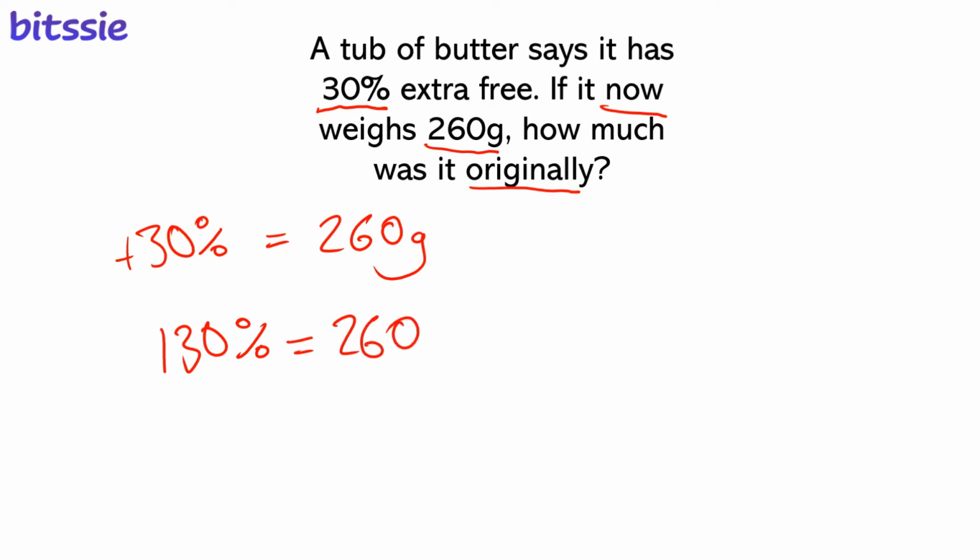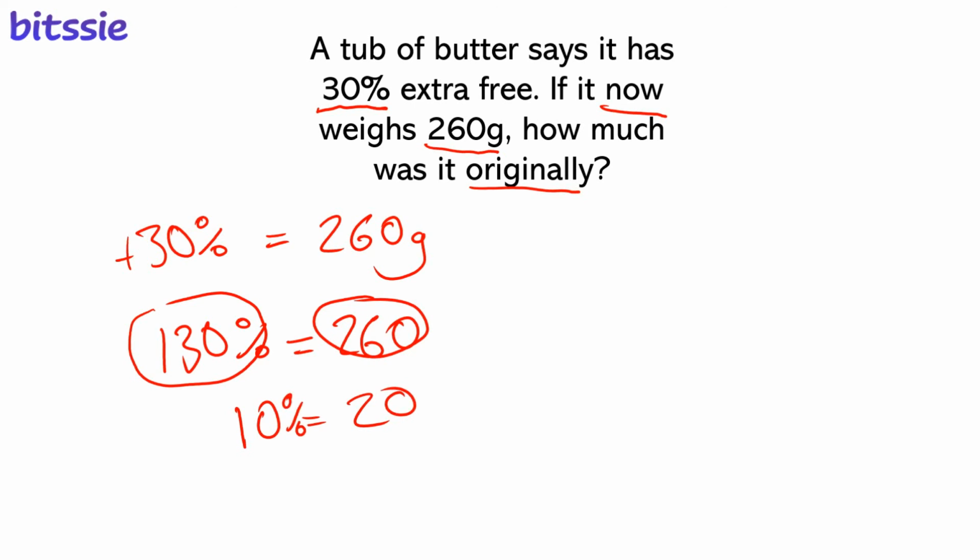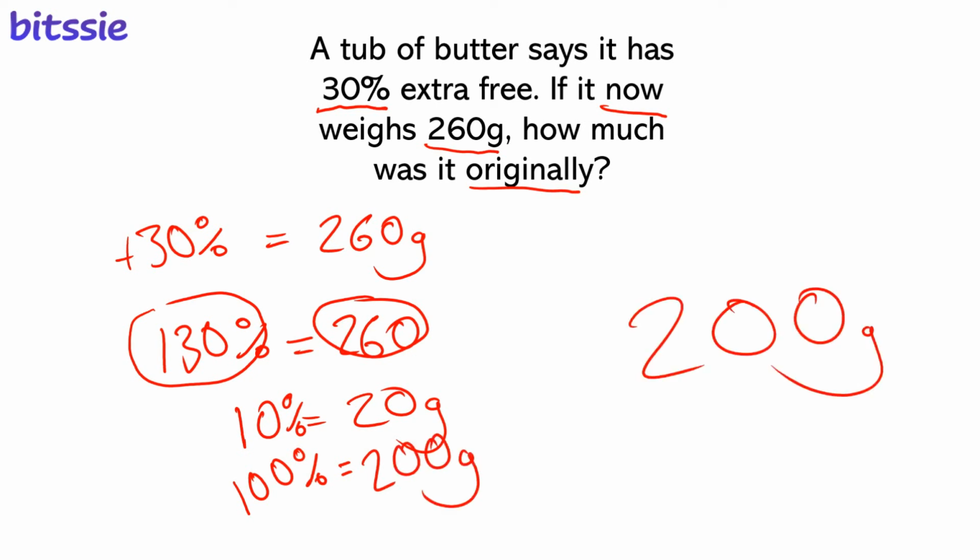So if we want to find out 10% or 100% of what it was originally, we'll need to first divide both sides of this by 13 to give us 10% is equal to 20 grams. Therefore, 100%, which is 10% times 10, is equal to 200 grams. So it originally weighed 200 grams.